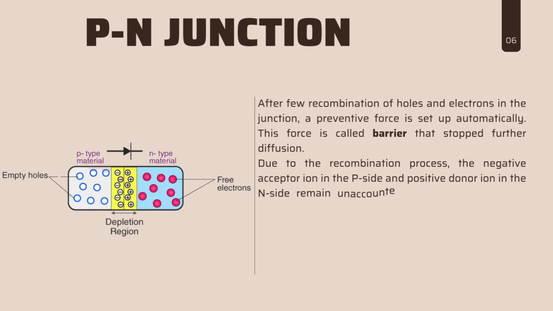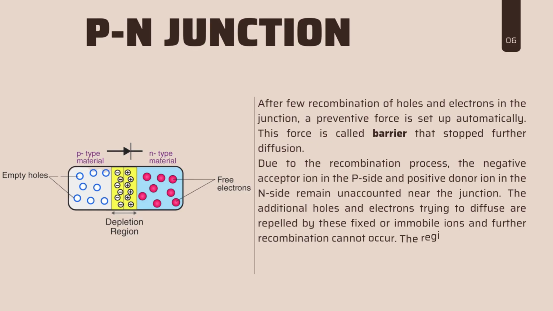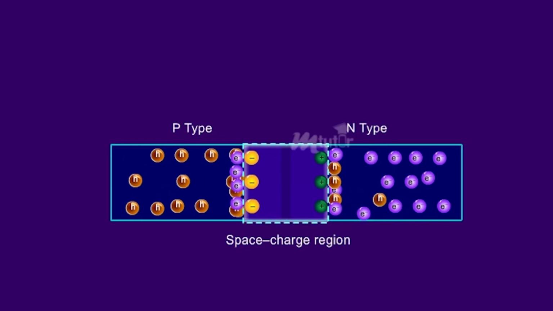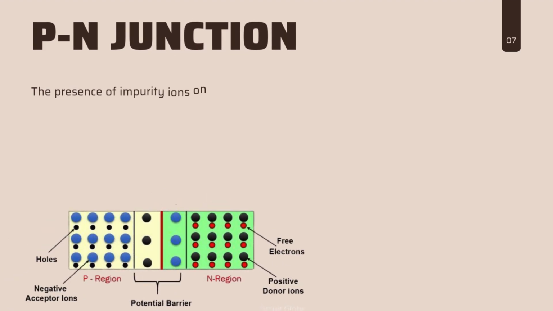Due to the recombination process, the negative acceptor ions in the P side and positive donor ions in the N side remain unaccounted near the junction. The additional holes and electrons trying to diffuse are repelled by these fixed or immobile ions, and further recombination cannot occur. The region containing the acceptor and donor ions but no free electrons and holes is called the depletion region.